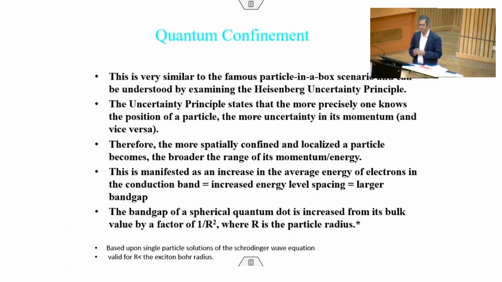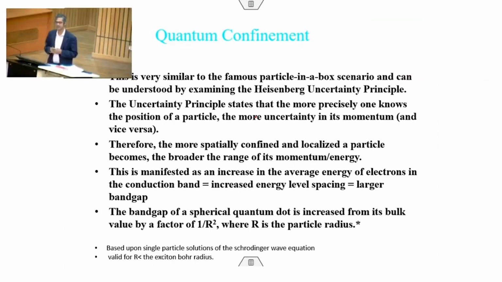So, quantum confinement is a very simple problem. It is similar to the famous particle in a box situation, and can be understood by simply examining the Heisenberg uncertainty principle. What does it tell us? It says that the more precisely you know the position of a particle, the more uncertainty you have in momentum, right? Therefore, the more confined and localized a particle becomes, the broader will be the range of its momentum and energy. So, the moment the size in the x, y, z directions is confined, smaller and fixed, the broader will be the range of its momentum and energy. That is the situation.